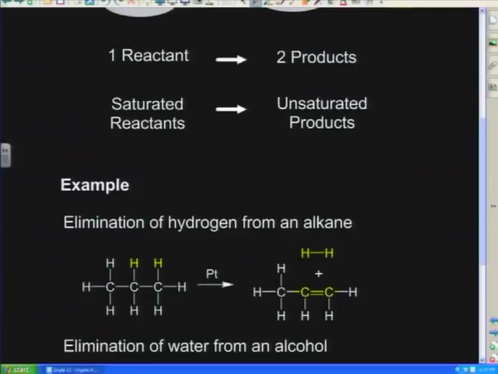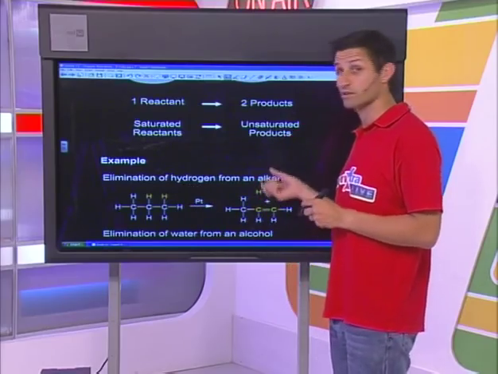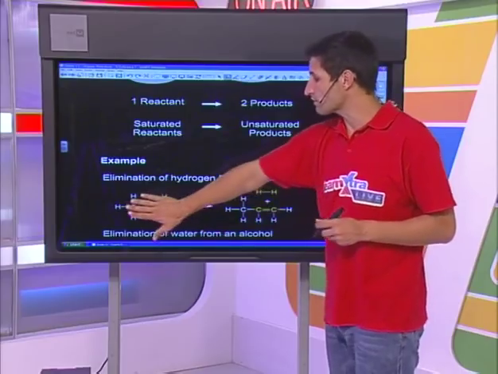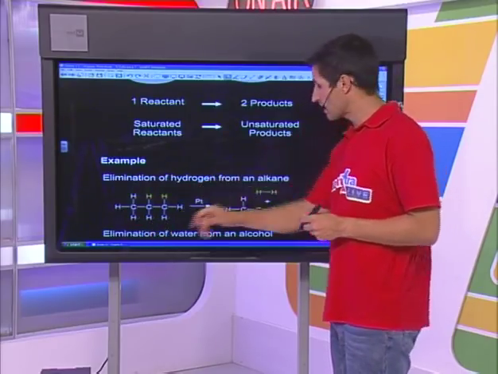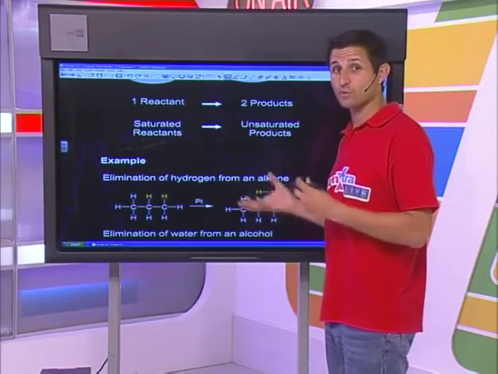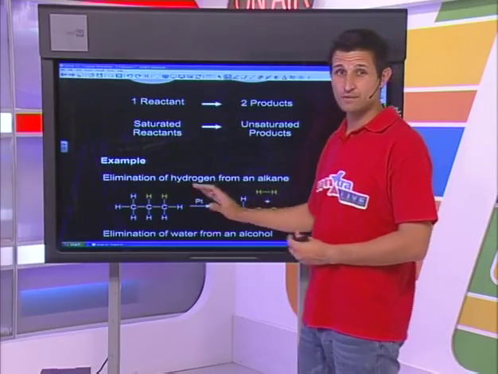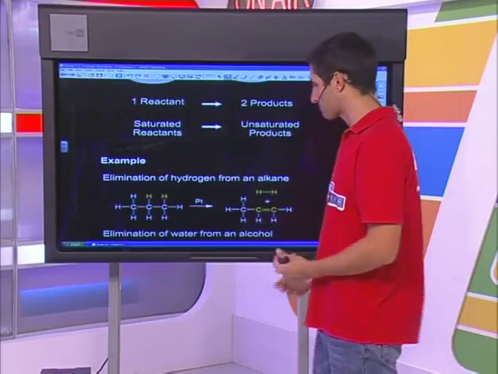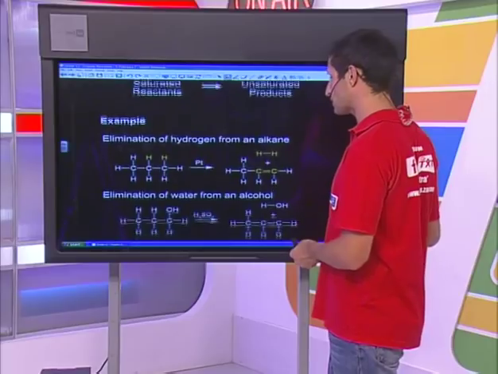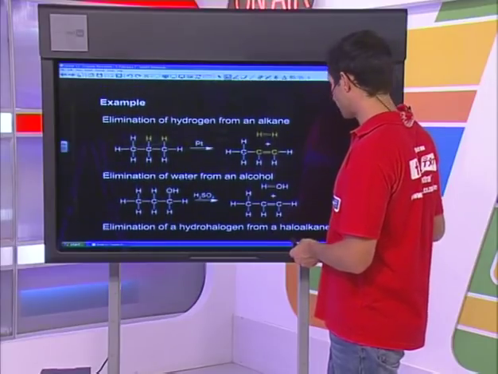This is the exact opposite of addition. I take a saturated molecule and I break it apart into an unsaturated molecule and a separate piece. One reactant, two products. Saturated, unsaturated. And that's the way that I identify that I've got elimination taking place. Elimination means the losing or the subtraction from. Okay, so just two quick examples before we break for that ad.